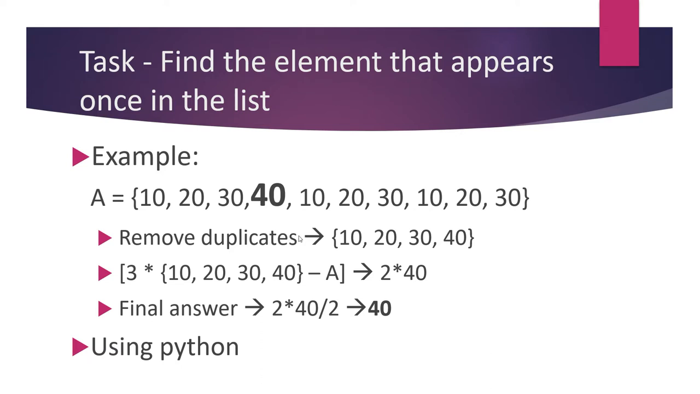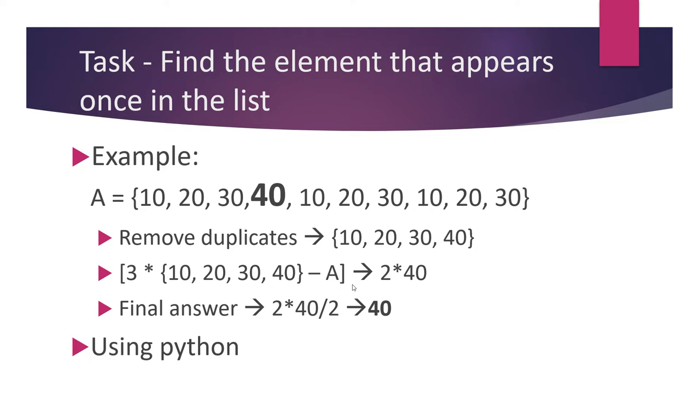As per the first step, we can remove duplicates by adding this list into a set. Then it will become 10, 20, 30, 40. Only these 4 elements will remain. All other duplicates will go. So the next step, we take this set which has no duplicates and get the sum and multiply by 3 and reduce this the summation of A.